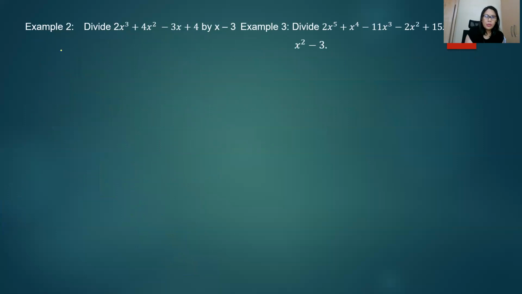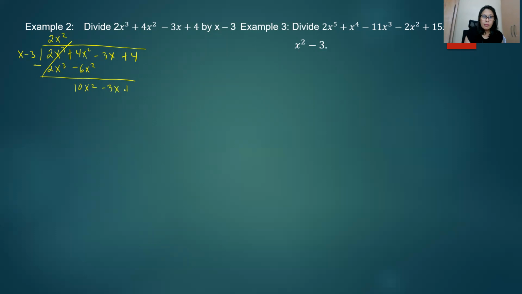So again, we have to arrange 2x cubed plus 4x squared minus 3x plus 4 in descending order. And then we divide this by x minus 3. And then divide 2x cubed by the first term of the divisor x. So this is 2x squared. And then multiply 2x squared to both terms of the divisor. So we have 2x cubed here. And then 2x squared times negative 3, we have negative 6x squared. And then perform subtraction. So we have 10x squared here.